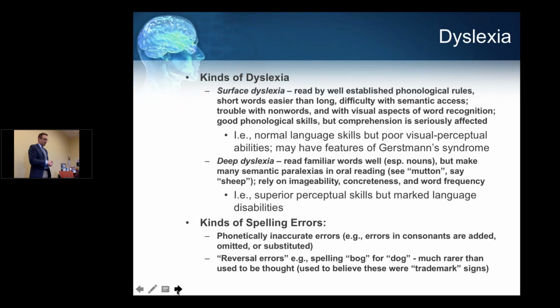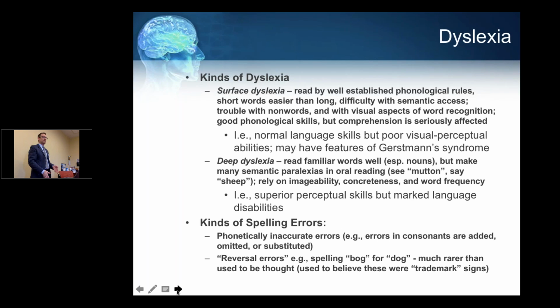Okay. Now, a deep dyslexia, at this point you're going deeper inside to those language centers. In this case, you could read familiar words like nouns, but you make a lot of semantic paralexias in oral reading. So that's a flipping of the words. So you see mud and you say sheep. You rely on imageability, concreteness, word fluency. So in this case, your perceptual skills are spot on, but there's a language problem.